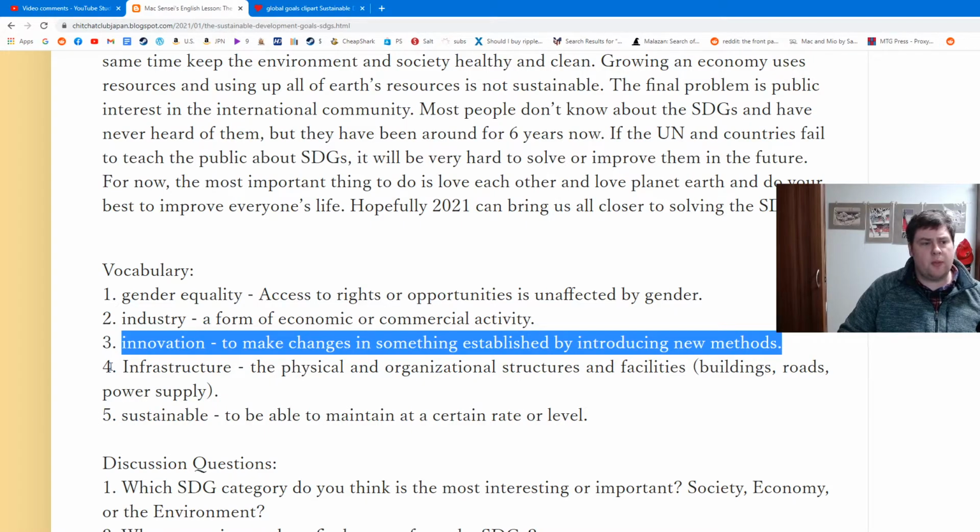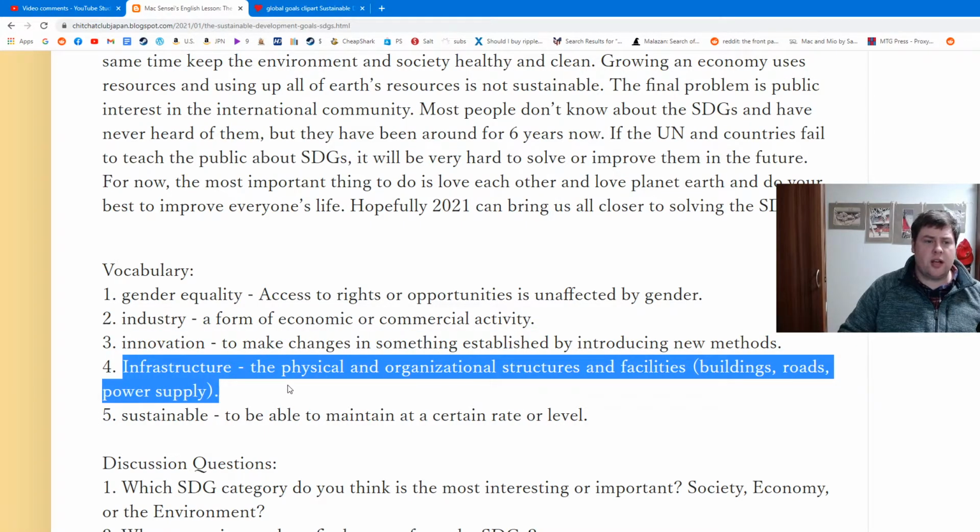Infrastructure is number 4. Infrastructure means the physical and organizational structures and facilities. This sounds kind of difficult, but you only have to think of government buildings, roads, and power supplies. So basically all these huge buildings, all the streets, all the public places to go, this is all infrastructure. So if it's not made by a company, it's infrastructure, if it's made by the public or government.